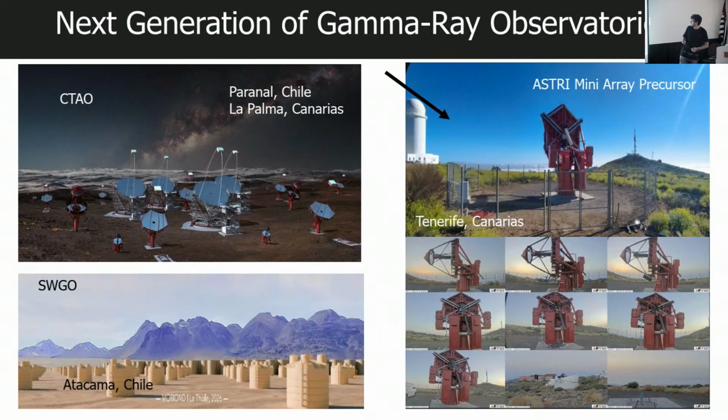But in the very near future, we have new facilities being constructed. CTAO will be the largest gamma ray observatory that we'll have in the world, and SWGO will also be built in Chile. SWGO will be the counterpart in the southern hemisphere for LHAASO. And right now, we are already starting the work for CTAO using ASTRI. ASTRI already has 3 telescopes installed at Tenerife.